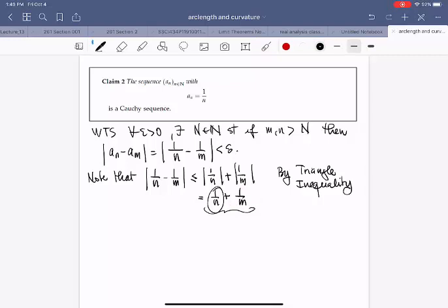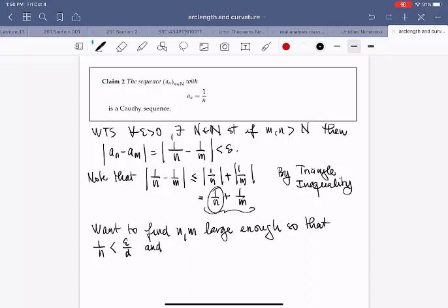So we want to find n and m large enough so that 1 over n is less than epsilon over 2 and 1 over m is less than epsilon over 2. But this really means that we just need to make sure that both n and m are bigger than 2 over epsilon, right? So to make this estimation, it is enough to choose n and m to be bigger than 2 over epsilon. So for us here, we will need to choose N to be at least 2 over epsilon, right? So this is our discussion. Okay, this is just the scrap work. We haven't written a proof yet.